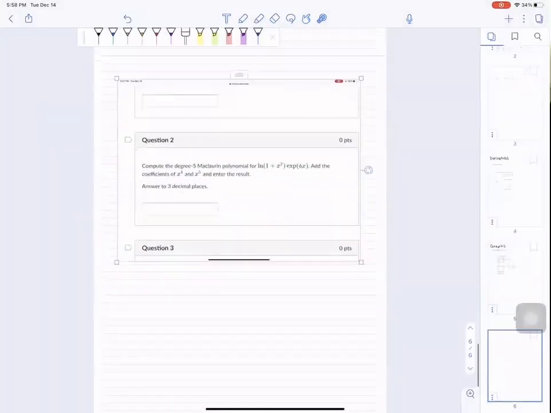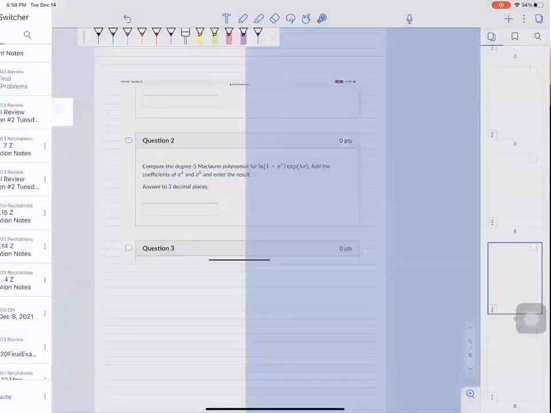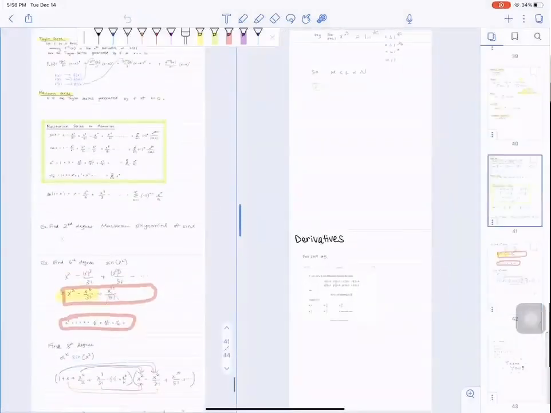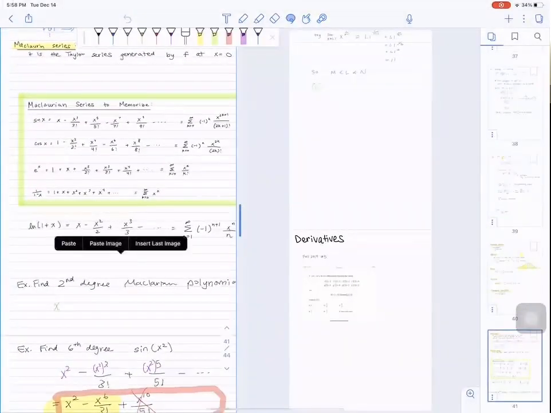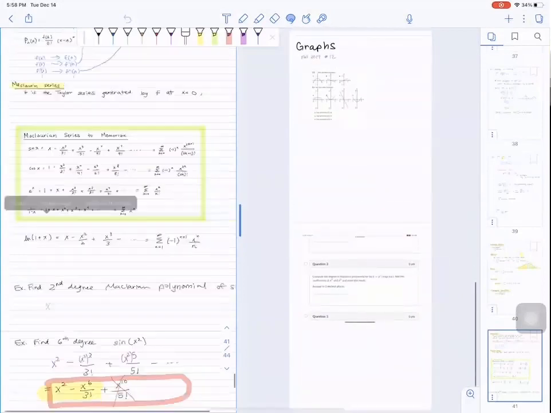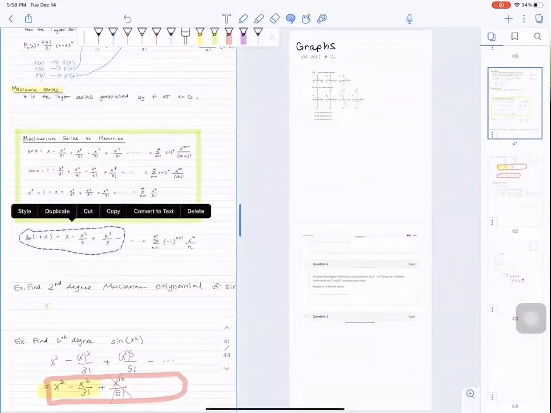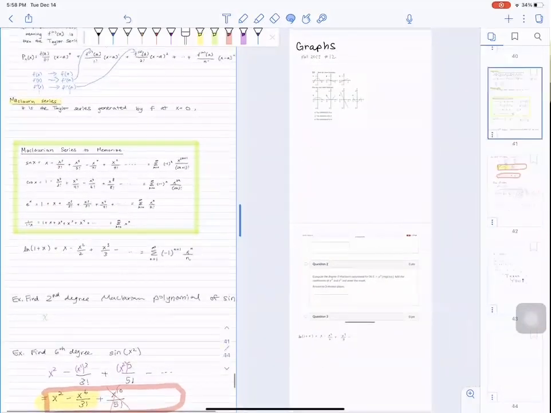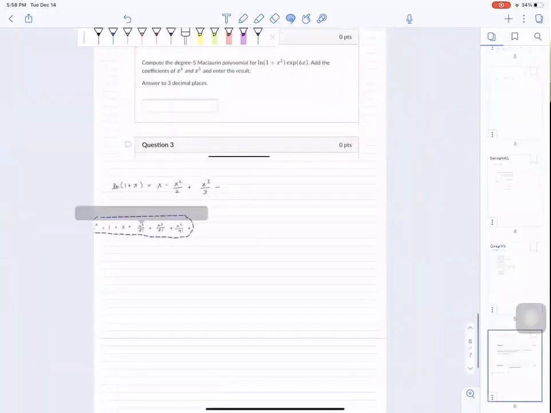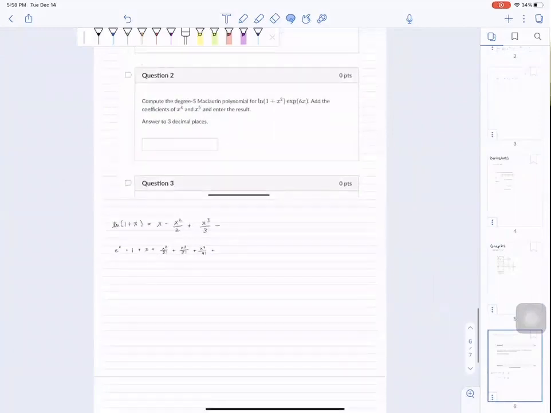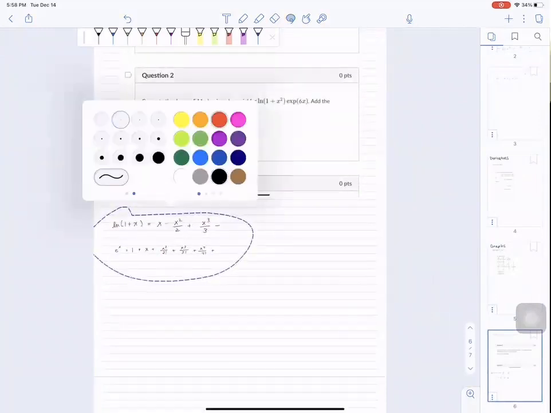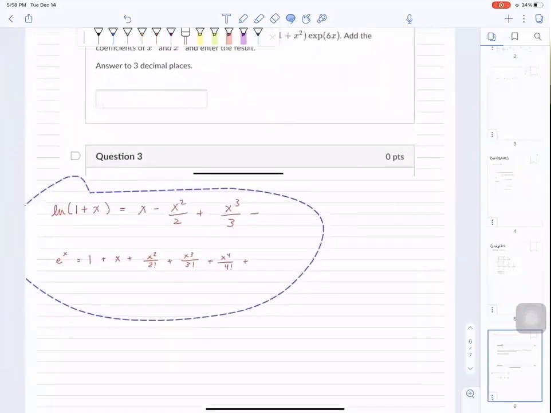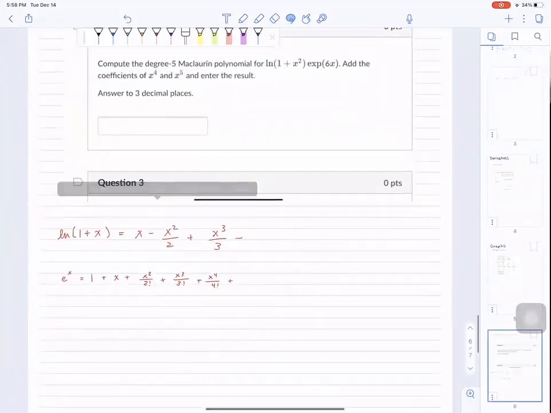Compute the degree 5 Maclaurin series for natural log of 1 plus x squared, times e to the 6x. Okay, so we need to know what even are the Maclaurin series. I know the Maclaurin series for natural log of 1 plus x. I know the Maclaurin series for e to the x. Okay, and from that, I can do some manipulation. So in the red are facts we know.